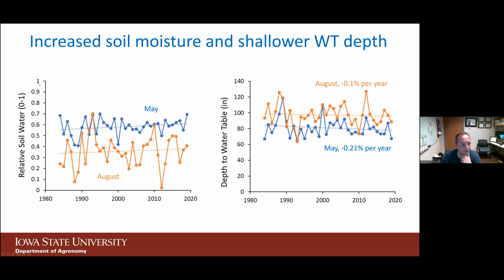1 means the soil is saturated, and 0 means there is no water. And soil moisture in May has gone up, it's getting a bit wetter, and also in August, but you see there is quite some difference in moisture between May and August. And the depth to the water table, another outcome from the model, is getting shallower, by 0.21% per year during May, and 0.1% per year in August. So it's getting wetter during this period of evaluation.